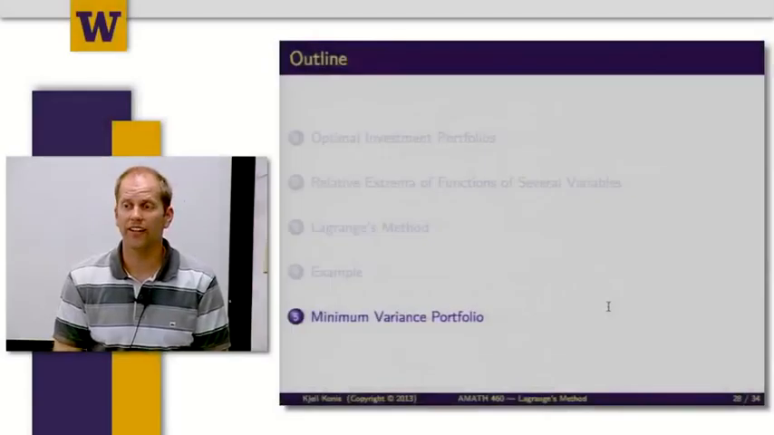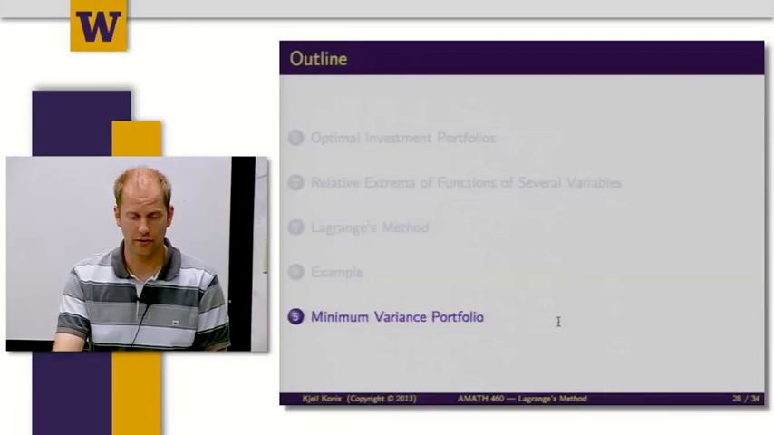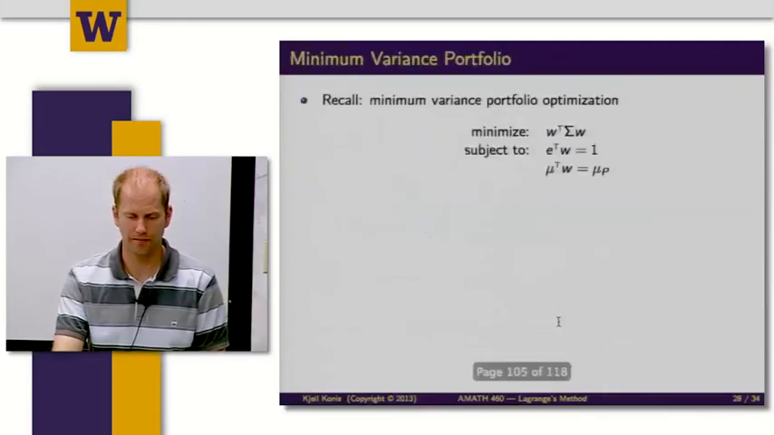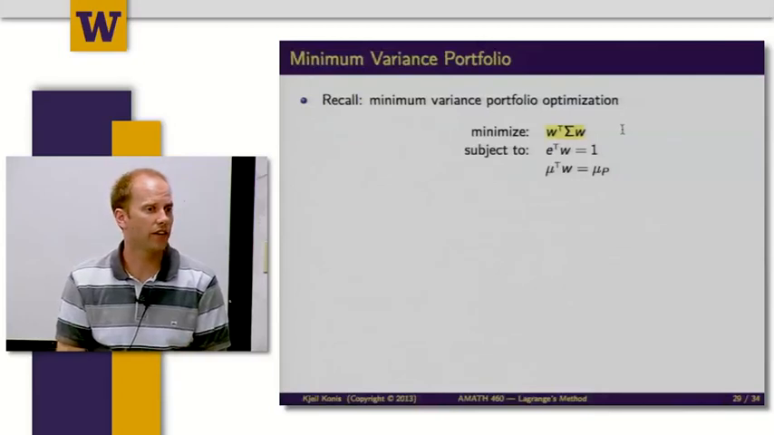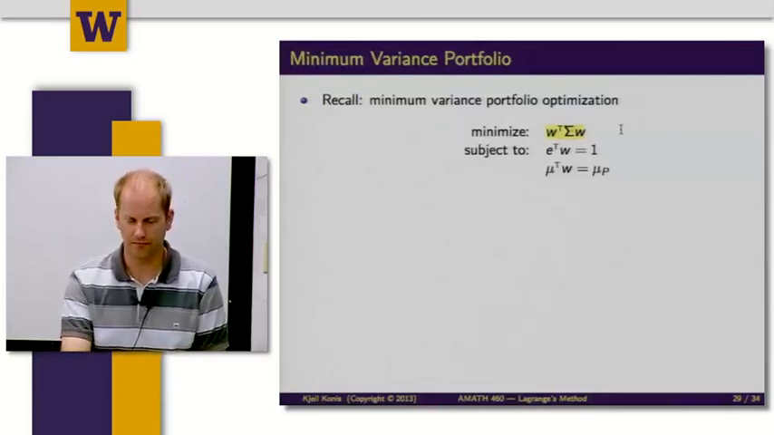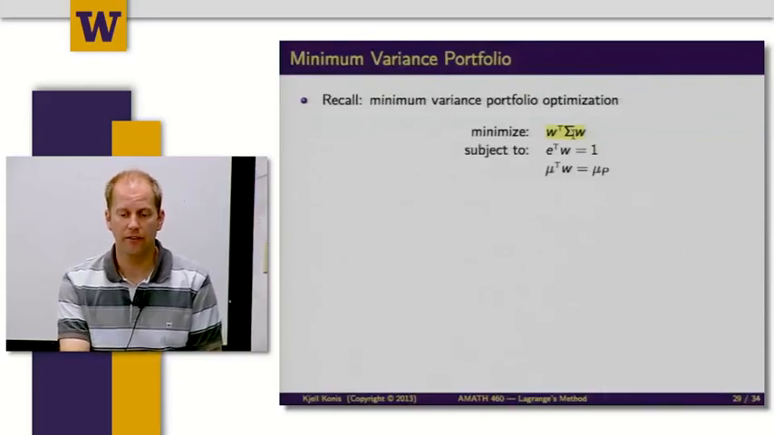So now that we've seen Lagrange method, let's take another look at minimum variance portfolios and just see what we have to do to solve one of these optimization problems. So a minimum variance portfolio, this was the quantity I was calling risk, which is just the variance of my portfolio. And I want to minimize my risk, so I want to minimize the variance, subject to two conditions.